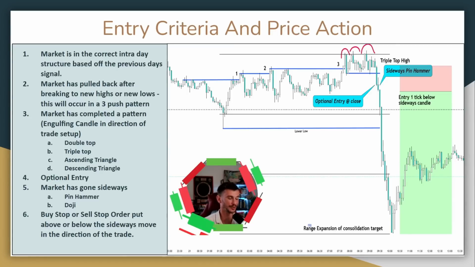Lower low, three pushes to the high, chart pattern, engulfment, time of day. Or the reverse: higher high, three pushes to the low, chart pattern, engulfment, time of day. And whenever I get my chart pattern and my engulfment, sometimes that bar is a little too wide.